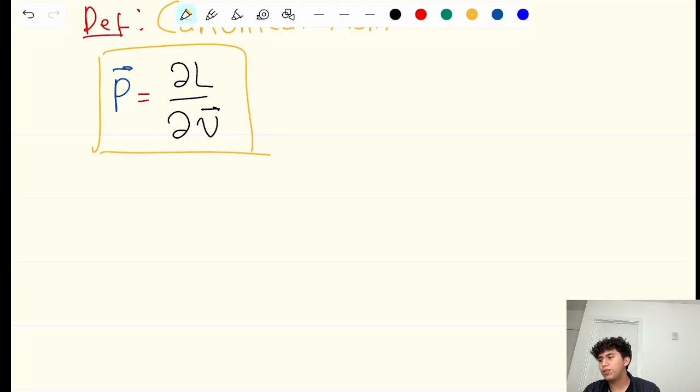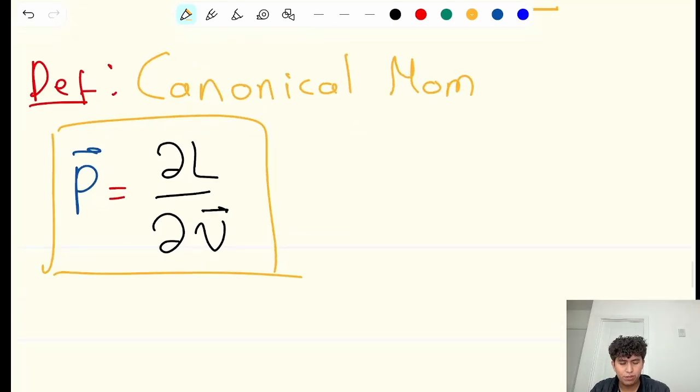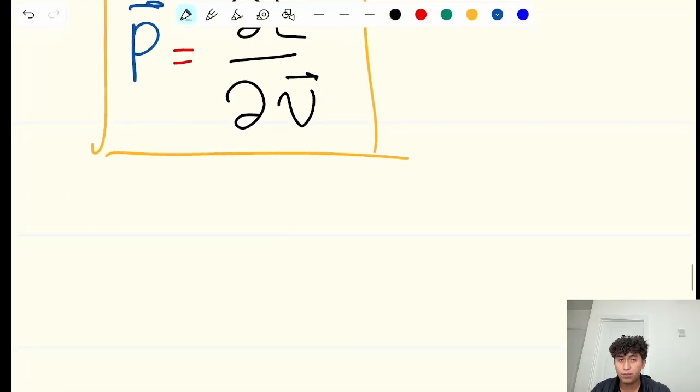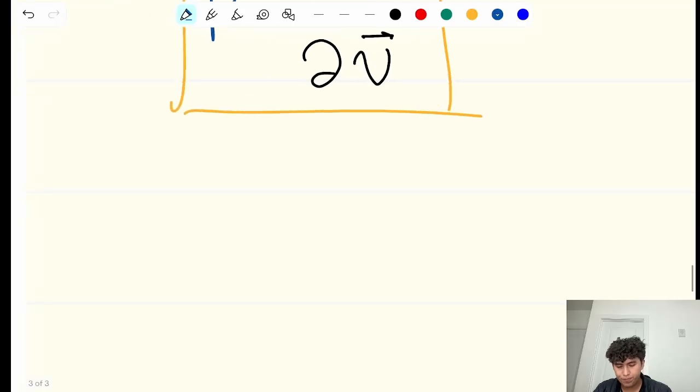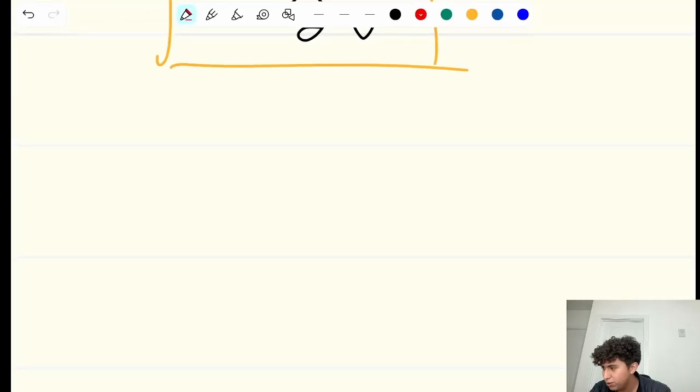So the definition of canonical momentum is this. This is the definition. And we're going to define one more thing. You've probably seen this in 301 if you've taken it, but it just follows from the Lagrangian. That's going to be our current definition of canonical momentum. This is valid for point particles. It's going to change eventually for strings and for any field theory.